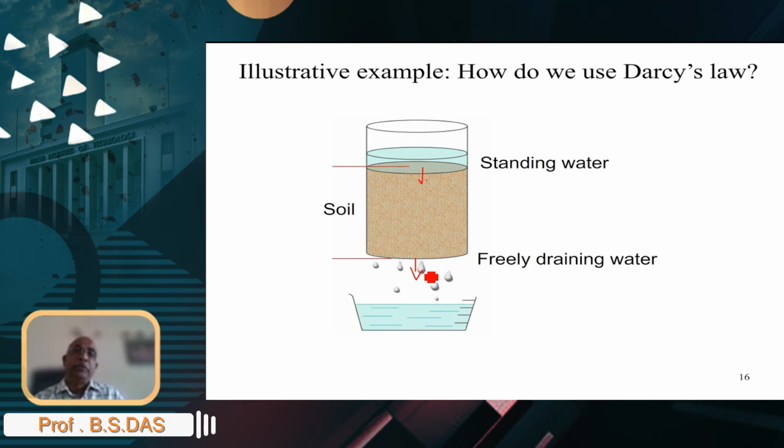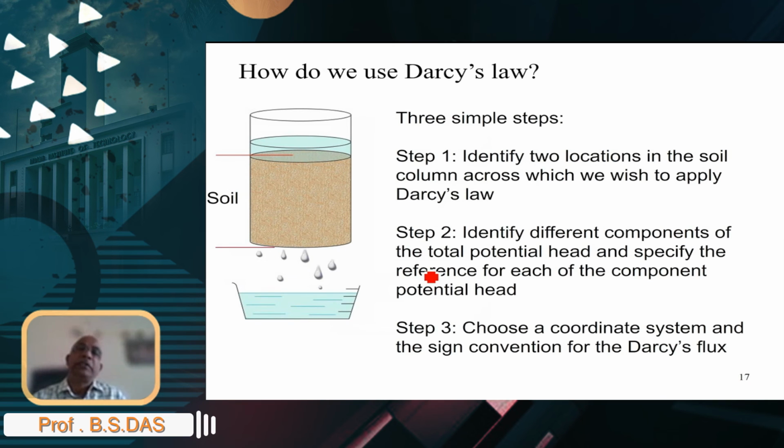So how do we really use Darcy's law for this? We should follow 3 simple steps. First, we should identify 2 locations in the soil column across which we wish to apply Darcy's law. Second, we should identify the components which are driving the water. So basically, all the components of total potential head, all their reference potentials, we should identify. Then, of course, we need to think about the coordinate system, so that we know directions for the flow rates, so that we know whether it's a deep percolation or whether it's an evaporation, for example.